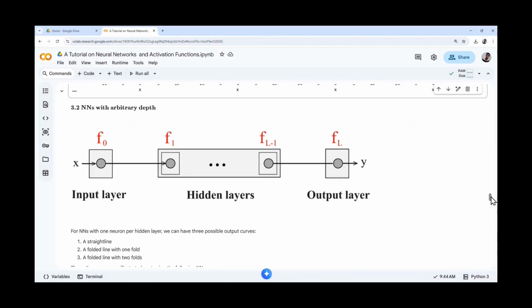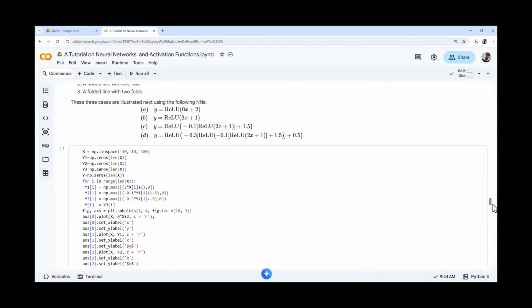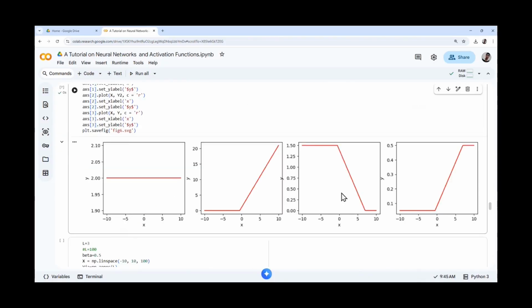Now we can consider examples of neural networks with arbitrary depth. Here we are considering a neural network with one neuron per layer and arbitrary depth. We start with the examples with a single neuron, a composition of two neurons, and a composition of three neurons. In each of these cases, we can see the plot as shown in this figure. Here with one neuron, we can have at most one fold in the line. And if we take a composition of two neurons, we get a folded line with two folds. And with three neurons as well, we get a folded line with two folds only.